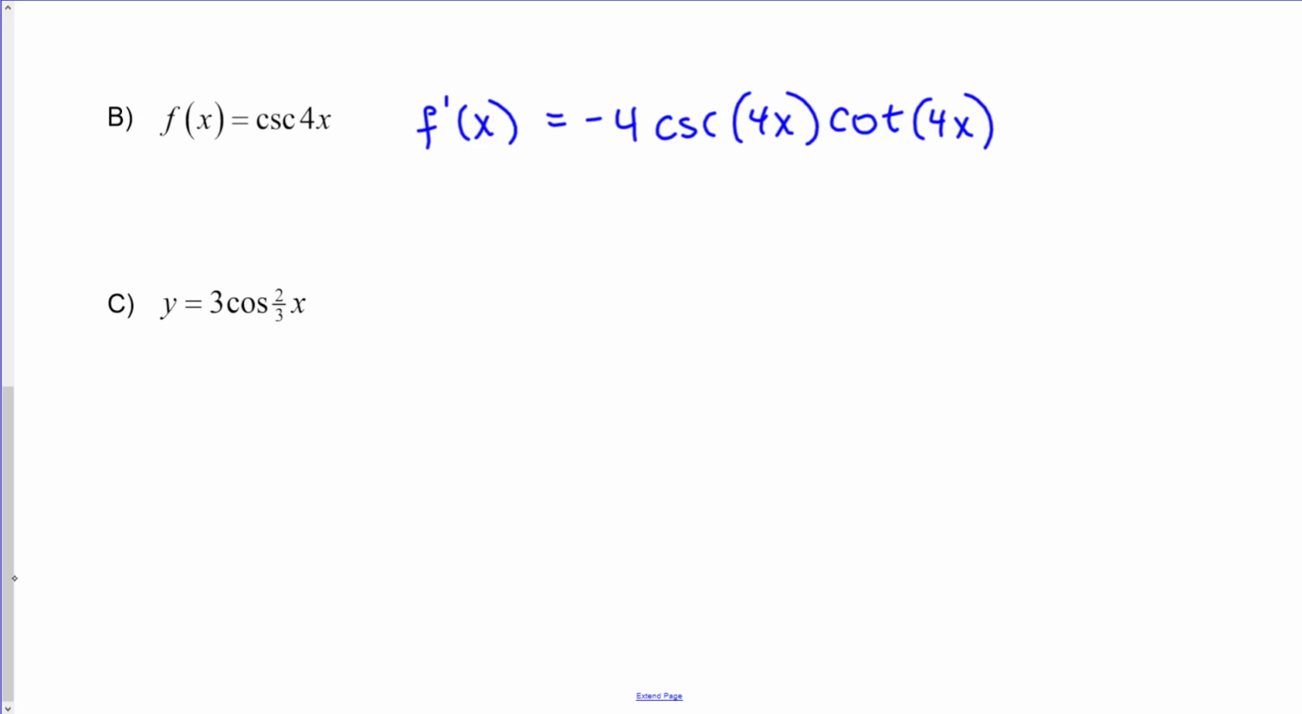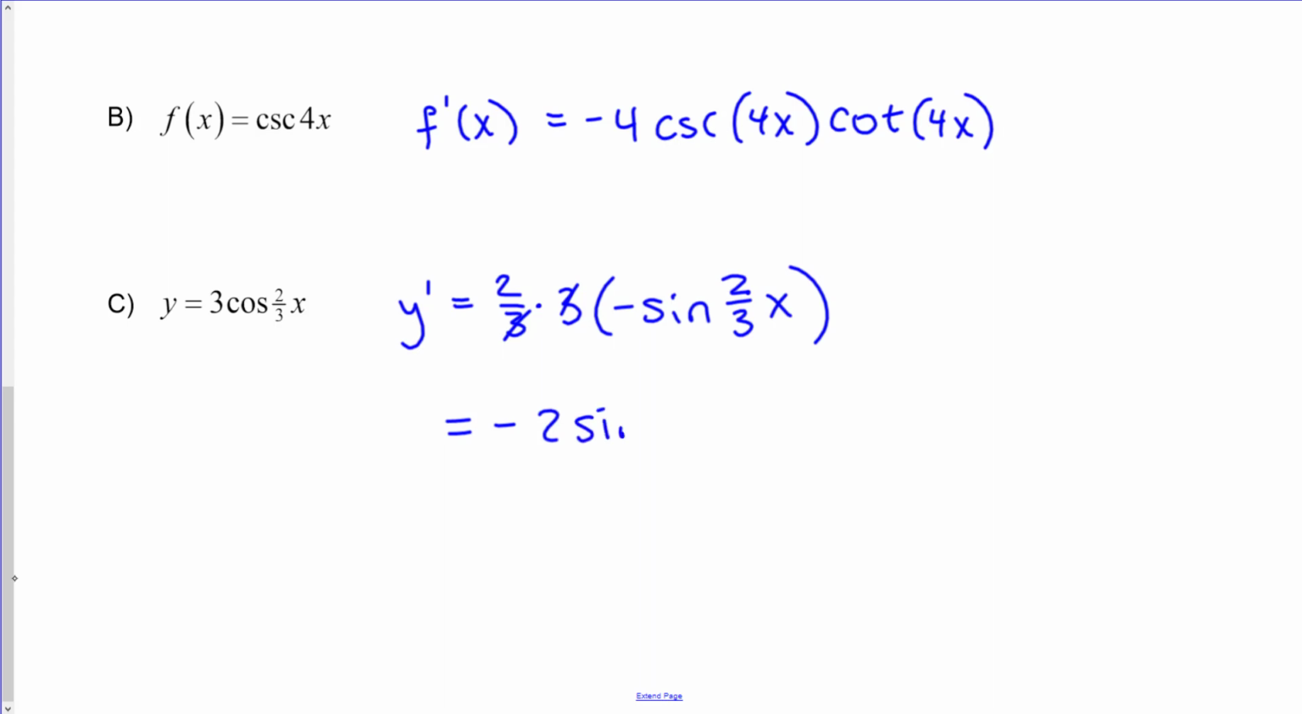Here, y equals 3 cosine 2/3 x. Its derivative would be 2/3, all right, then we have the 3, so times the 3. Cosine's derivative is negative sine, and it's going to be 2/3 x. The 3's cancel. Looks like I have negative 2 sine 2/3 x.